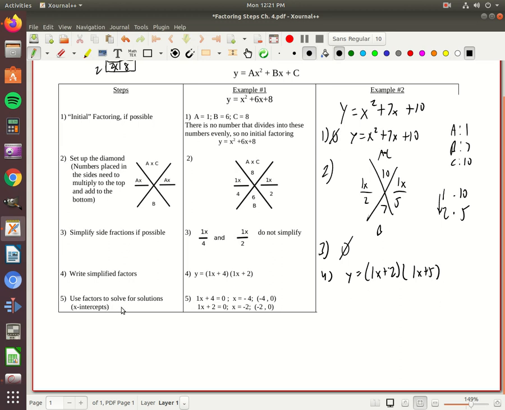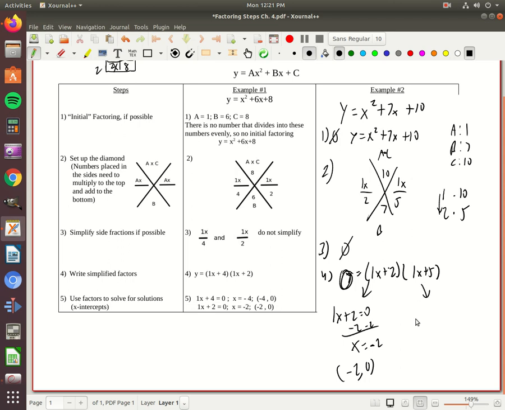And now I'll use the factors to solve for the solution. So I'll set up 1x plus 2 equals 0. I'll solve that, and I get x equals negative 2. Well, think about it. My x is negative 2, and my y is 0. I already plugged this in at 0. I said y needs to equal 0. Why? Because I'm looking for the intercepts.